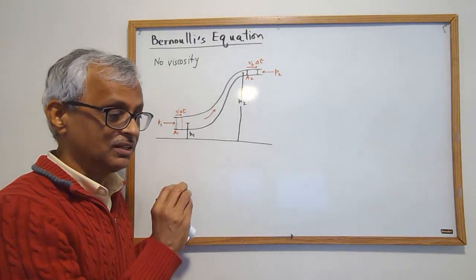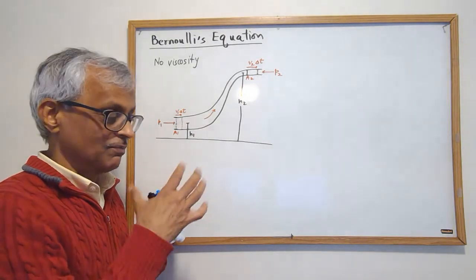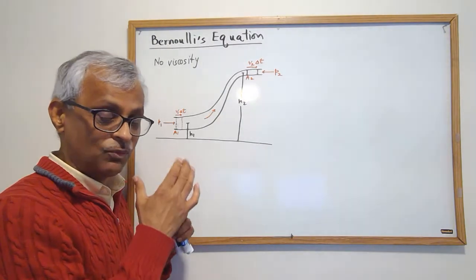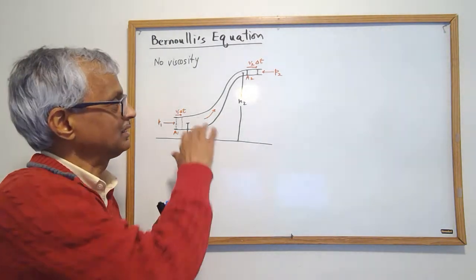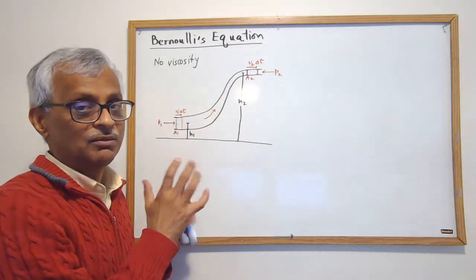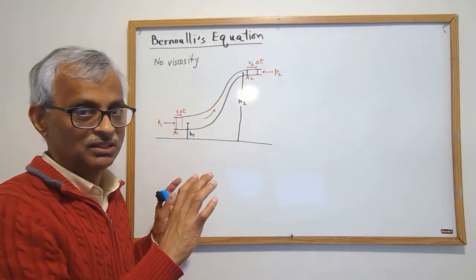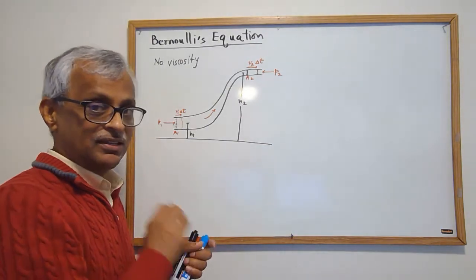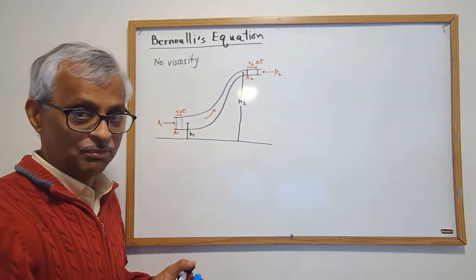So when we derived the equation of continuity, like A1V1 equals A2V2, we said that in the space in between, all the fluid was incompressible. The volume did not change much. Here we're going to do a very similar approach.